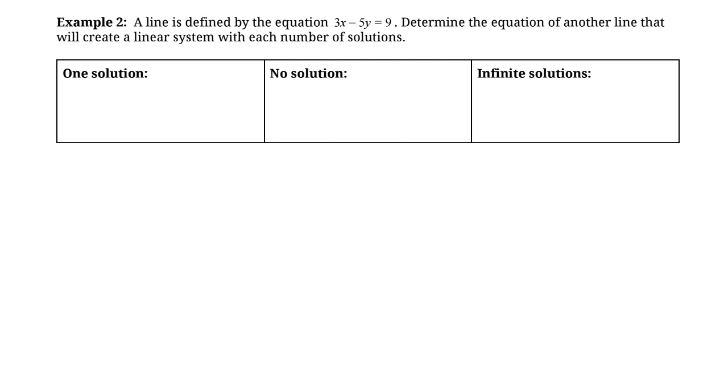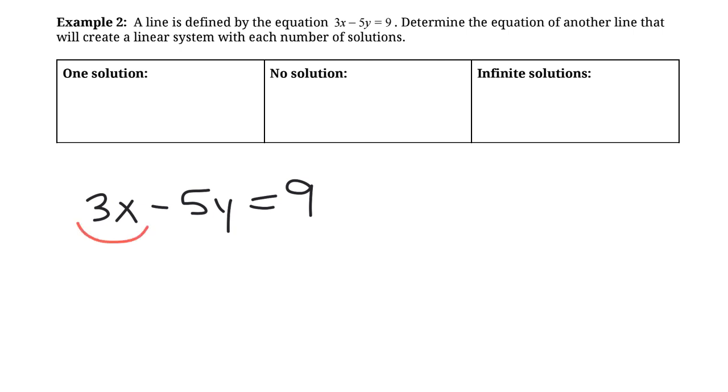Before we even worry about what the answers could possibly be, what you need to check for first is the equation that they gave you, is it in the correct format? 3x minus 5y equals 9 is not in y equals mx plus b format. So that's the first thing that I need to do, rearrange it. I'm going to do that here in this open bottom space. 3x minus 5y equals 9.